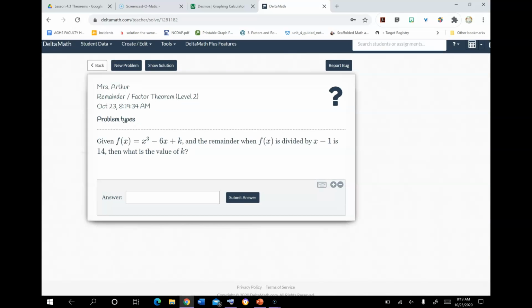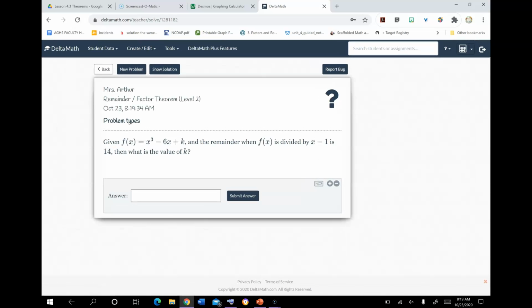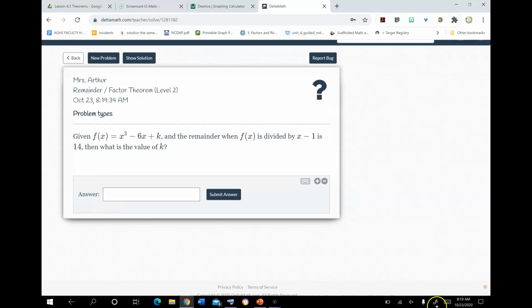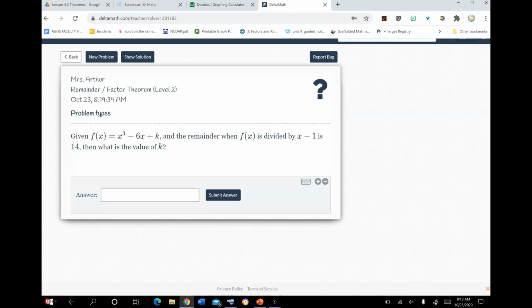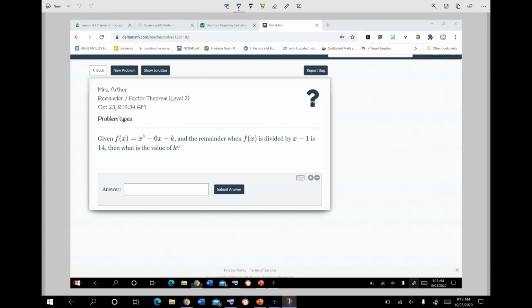So let's do one, okay? Trying to get as much white space as I can. Let's see here. All right. Snip it. Snip, snip, snip. So if you look, it's the same thing that we just did. You're solving for k, okay? So it says given f of x. See how k is right there? Okay. Let's go pink. See how k is right there?